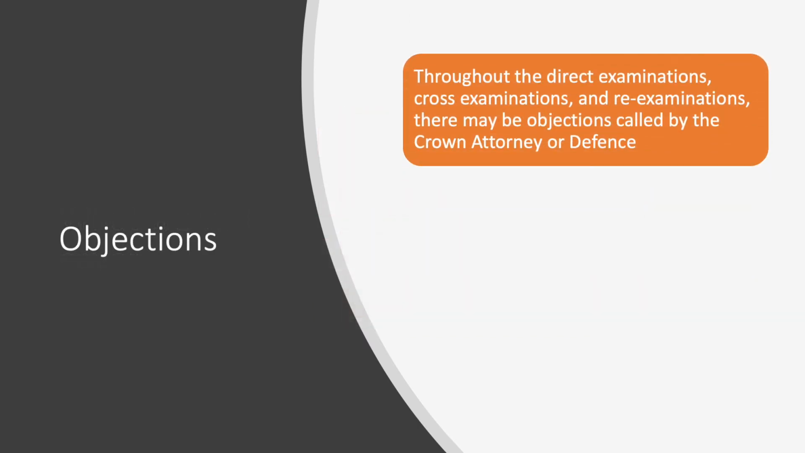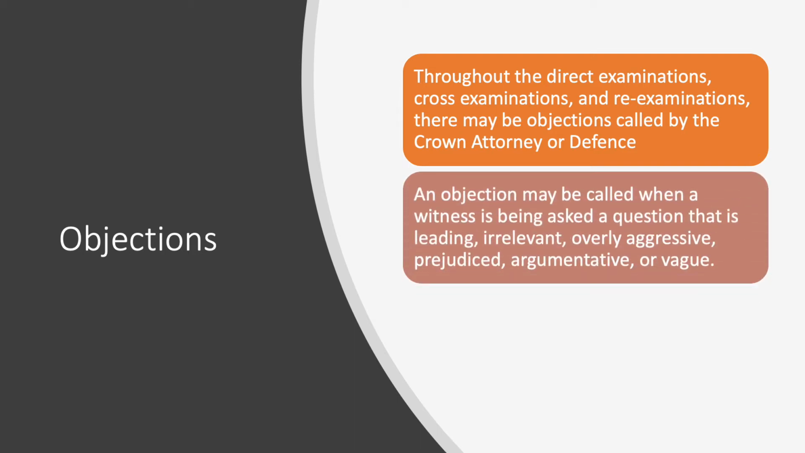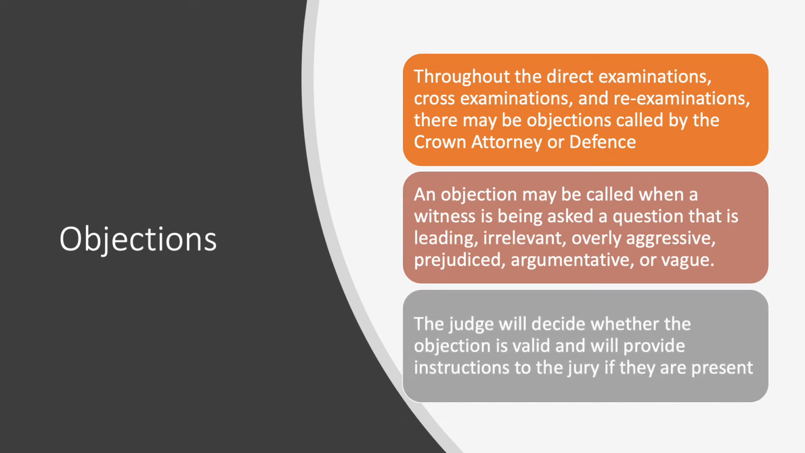Throughout the direct examinations, cross-examinations, and re-examinations, there may be objections called by the Crown Attorney or defense. An objection may be called when a witness is being asked a question that is leading, irrelevant, overly aggressive, prejudiced, argumentative, or vague. This is not an exhaustive list of all the instances an objection may be called. After an objection is called, the judge will then decide whether the objection is valid and will provide instructions to the jury if they are present.